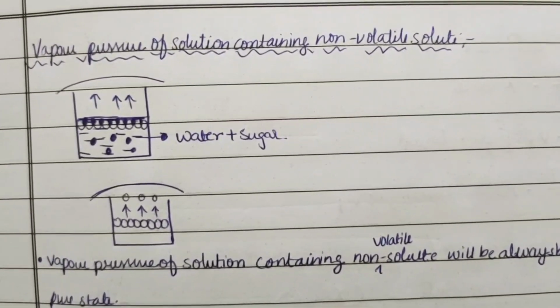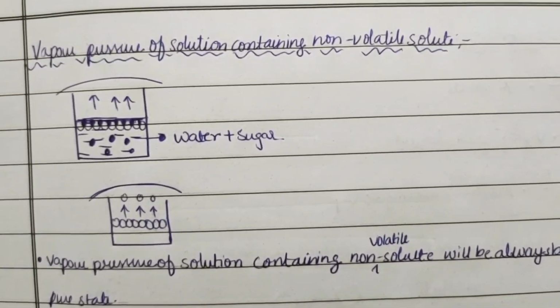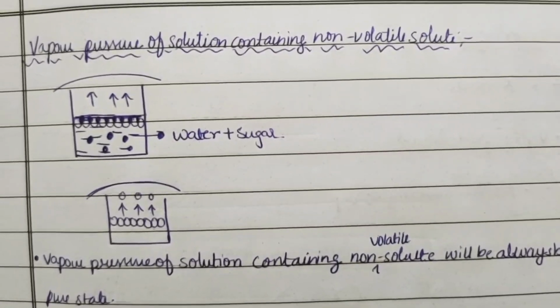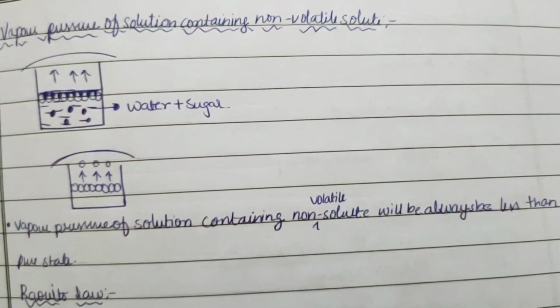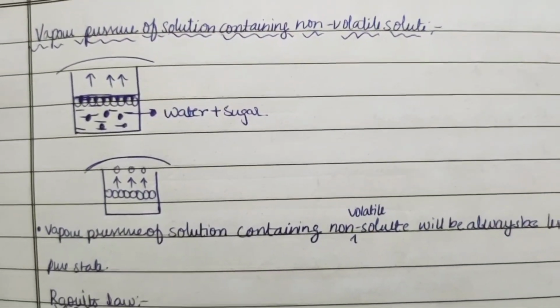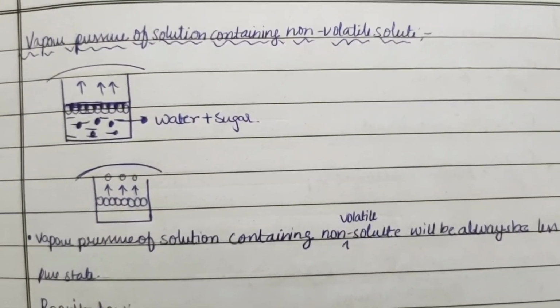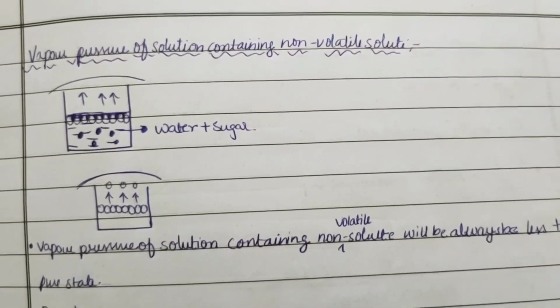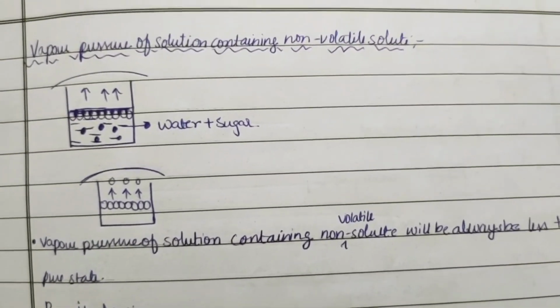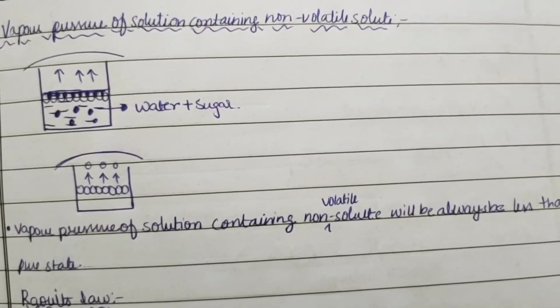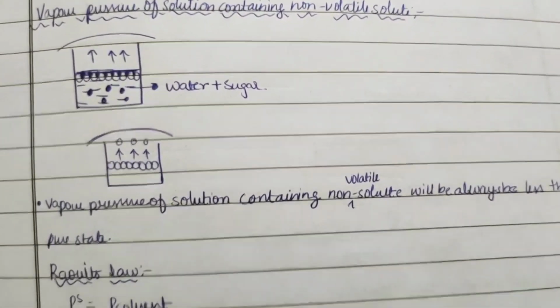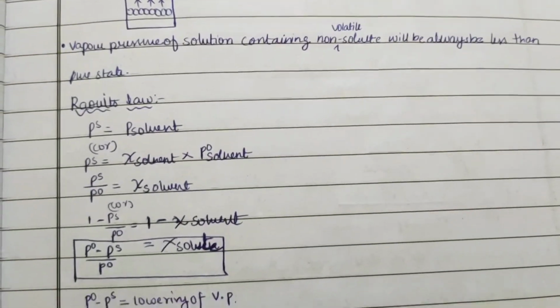Here you can see the non-volatile solute is sugar, where we can see the water plus sugar solution and normal water. Here the non-volatile substance does not allow the water to escape, so we can say the vapor pressure of a solution containing a non-volatile solute will always be less than that of the pure state. Now let us move on to Raoult's law.